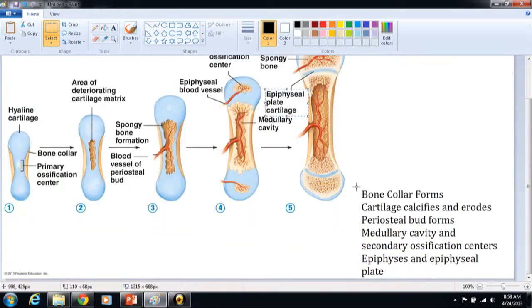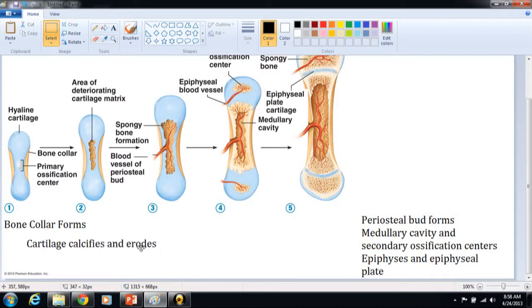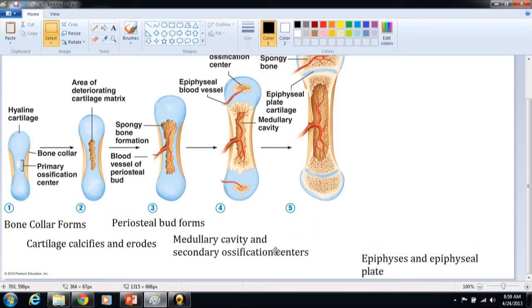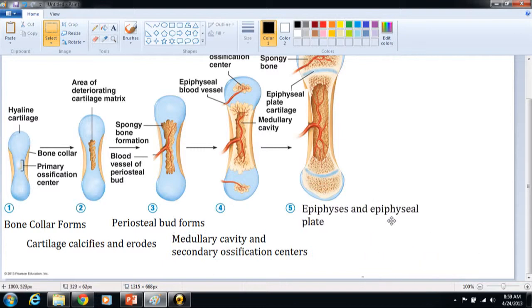Okay, so our main steps then, in step one, we have our bone collar forming. In step two, you have cartilage calcifying and eroding. These don't exactly fit, but that's where I'm going to put them. Step three is the periosteal bud forming. Step four, you have the medullary cavity and secondary ossification centers. And then our last step, we have the epiphyses fully forming and the epiphyseal plate.